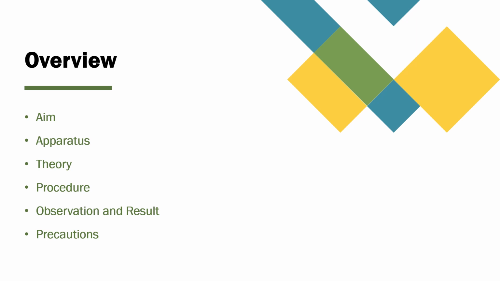So, this is the flow in which we will be proceeding. First, we will be looking at the aim, and then the apparatus, then the theory behind it, then the procedure, and then we will look at the observation and result, and then we will see the precautions that should be taken while doing the experiment.